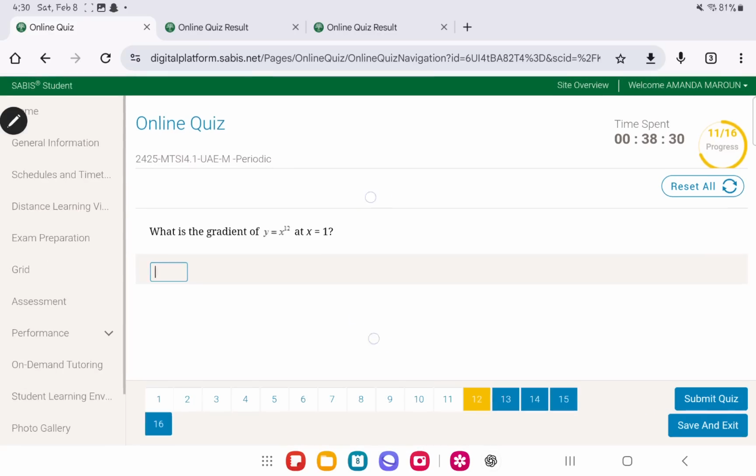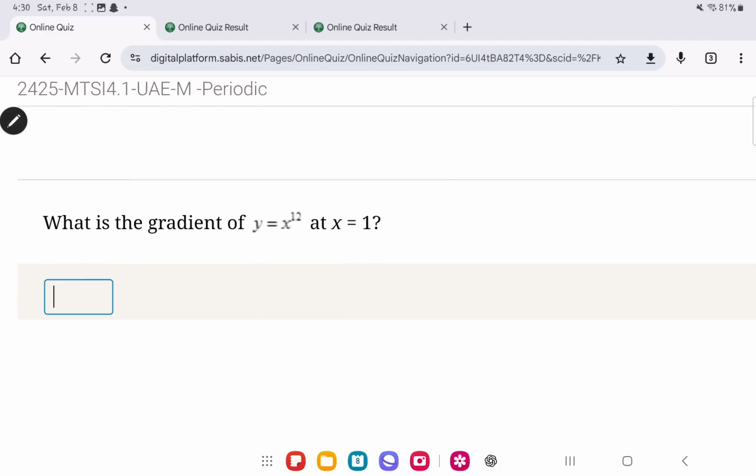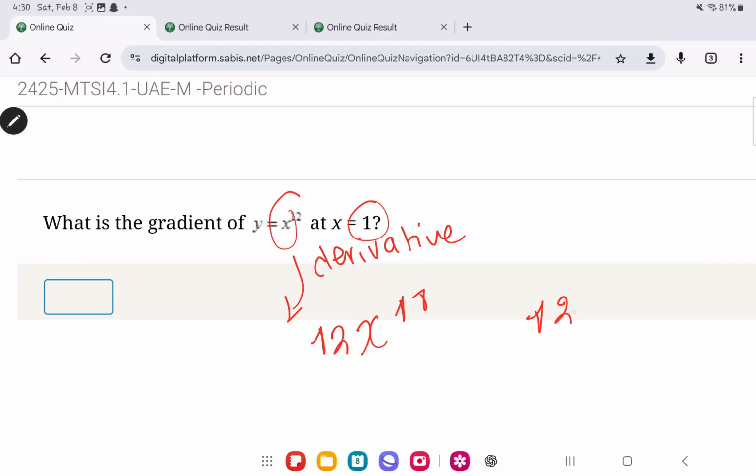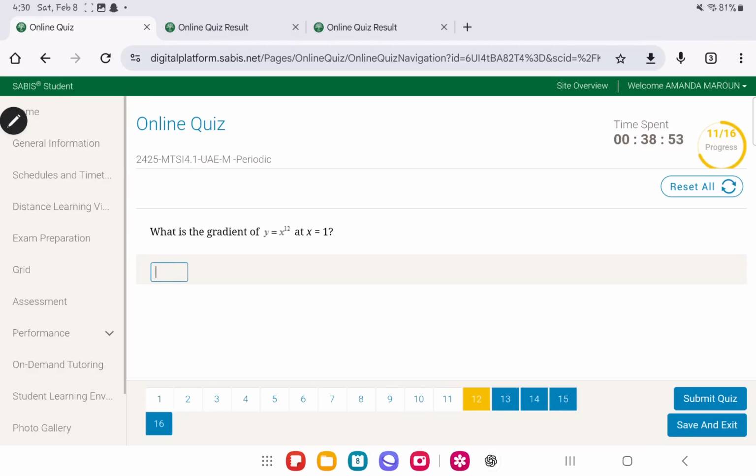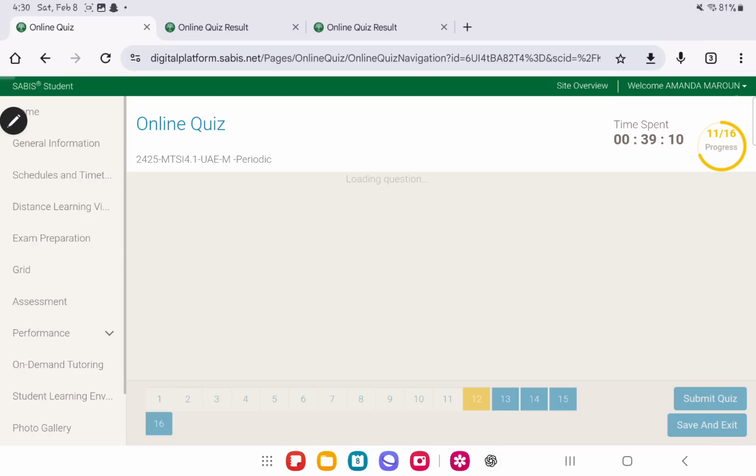We move on to question number 12. Again, what's the gradient at this point? You have to find the derivative. To find the derivative, it is going to be 12x to the power of 11, and they said x is 1. So it's going to be 12 times 1 to the power of 11, which is 12. So very simply, for question number 12, the answer is 12, which is very funny. I think probably the regional had this on purpose. So for question number 12, the answer is 12.